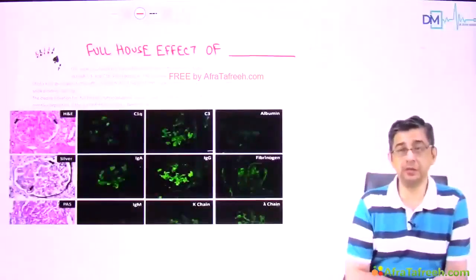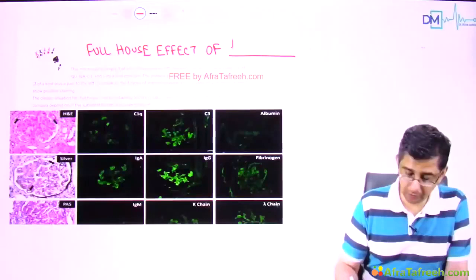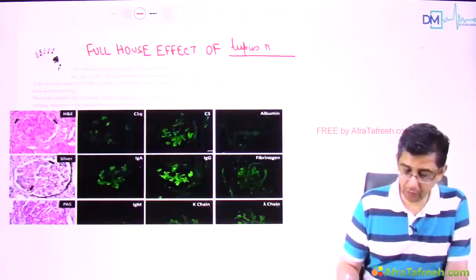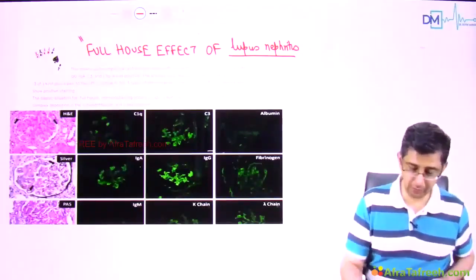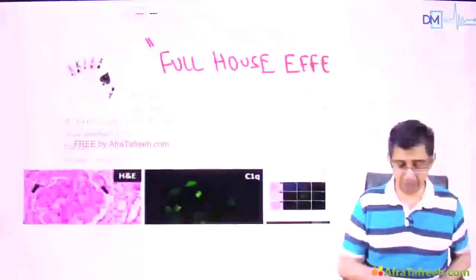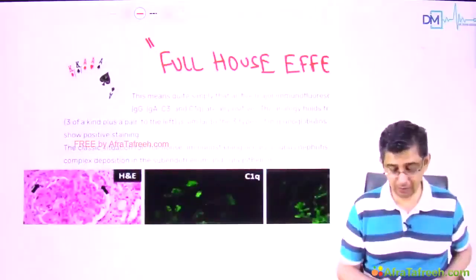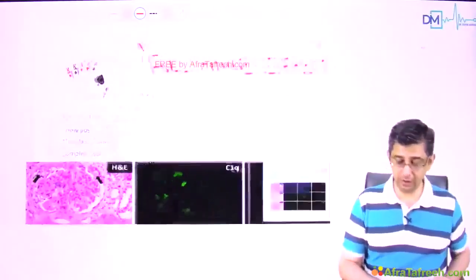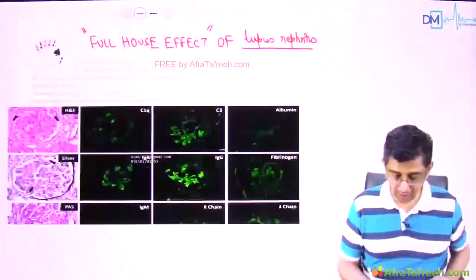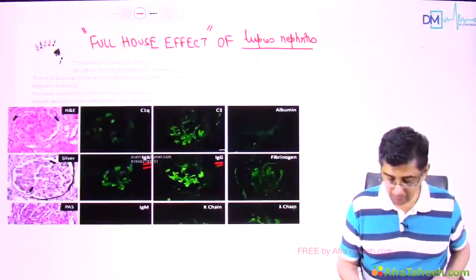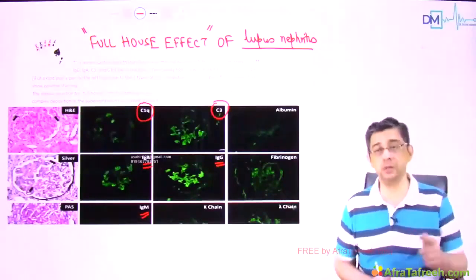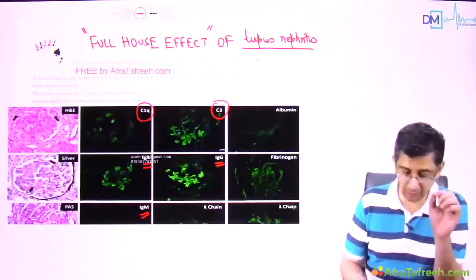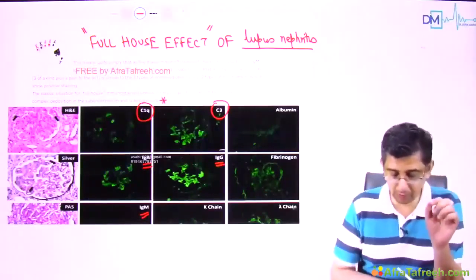Looking at the next slide, guys, we look at the full house effect of lupus nephritis. In fact, even if I don't show you the image per se, which is a classical and repeated one, all you need to remember is this word full house effect, which is with respect to a game of cards. Just like you have these various varieties of cards present with respect to a winner in a game of cards, similarly here the analogy is that immunoglobulin A, immunoglobulin G, immunoglobulin M, then complement, they're all deposited in the subepithelium and subendothelium.